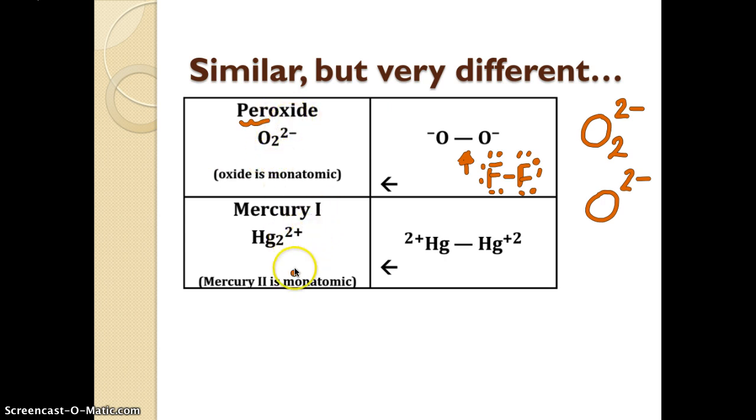Okay, we have mercury 1. Do not confuse this with mercury 2. Mercury 2 is monatomic, and that's mercury 2. You can see there's no subscript here. There is a charge, but there's no subscript. Here there is a subscript.